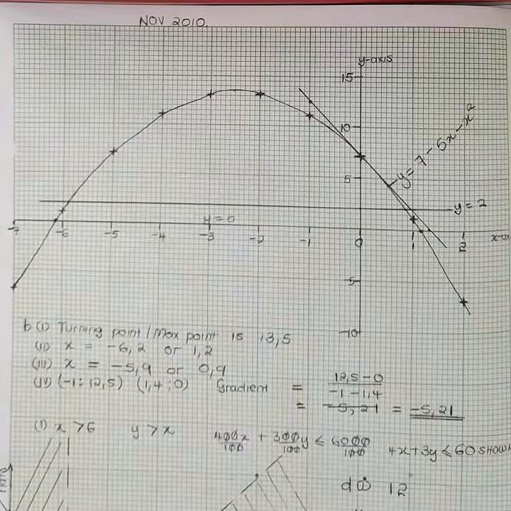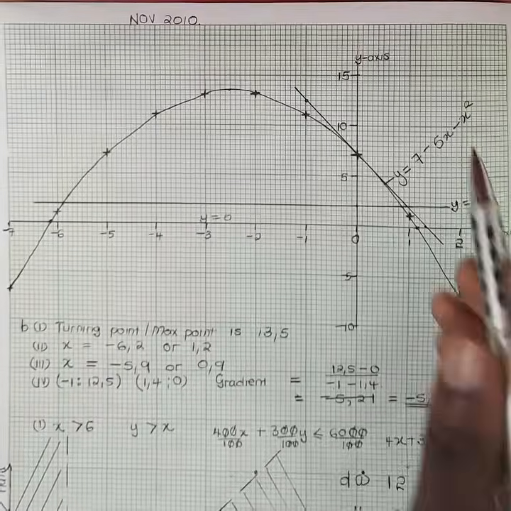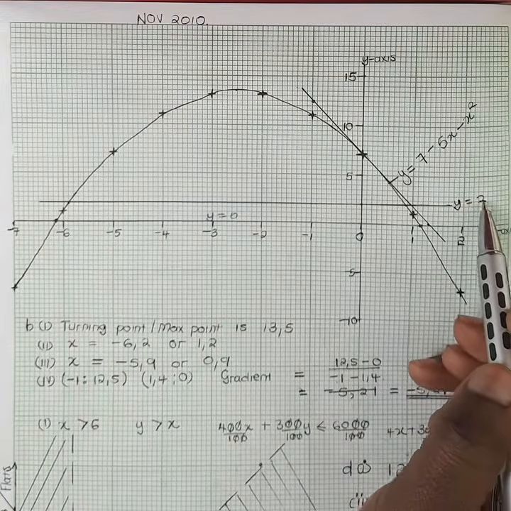Sometimes they are going to give you a value which is not 0. For example, in November 2010 on B part 3, we are supposed to solve the equation 7 minus 5x minus x squared is equal to 2. So what we need to do here is draw the line y equals 2. This is the line y equals 2.